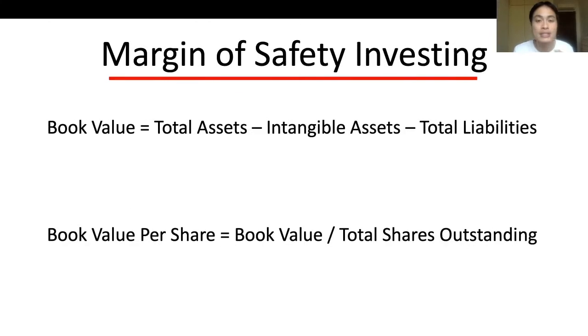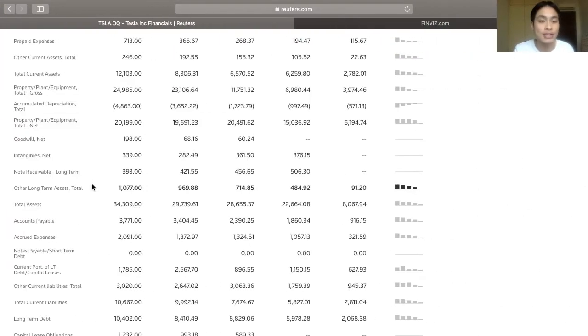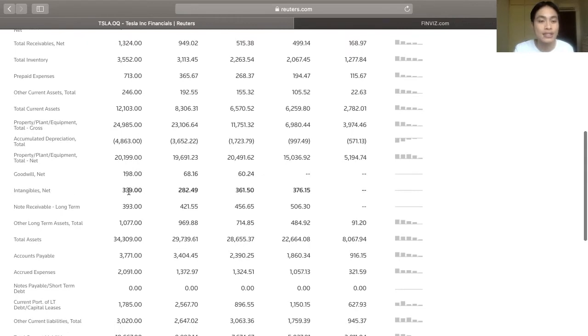Then the next thing that we want to look out for is its intangible assets. So let's take a look at the intangible assets. The intangible assets is 339, and it also includes goodwill, right? So goodwill is also part of intangible assets. So we add up the two to calculate the total intangible assets. So 339 plus 198, right? So that's the total intangible assets.